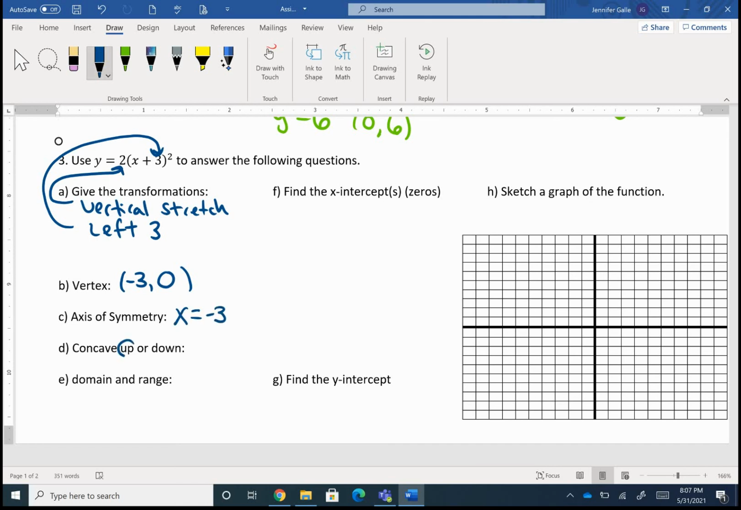There's no reflection, so we open up. Remember, open up, not move up. Domain is all reals. The range is always y. We're opening up, so we're greater than or equal to the y value at the vertex, which is 0. To find x-intercepts, 0 goes in for y.